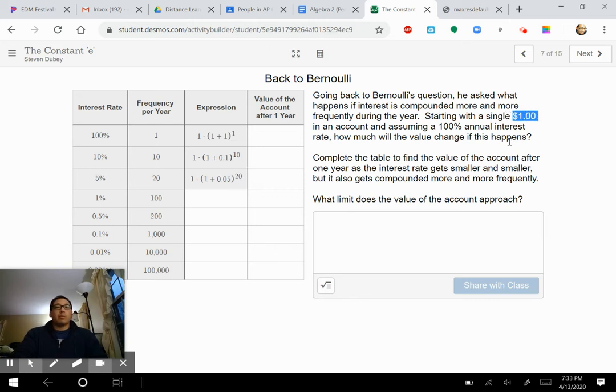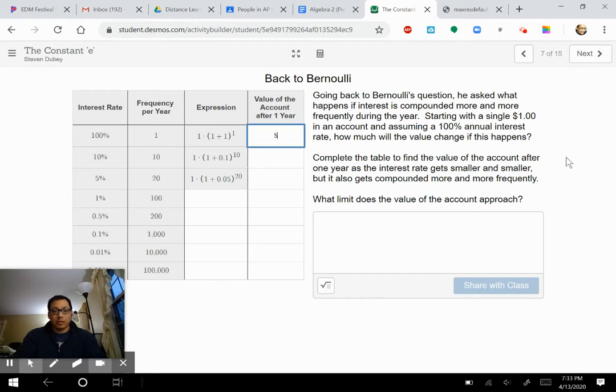So he said, let's start with this simple example. Your account's going to start with $1, and we're going to assume a 100% interest rate for the year. So here we plug this into the formula, starting at $1, 1 plus 1, because this is 100%, happening once a year. What's the value of the account?